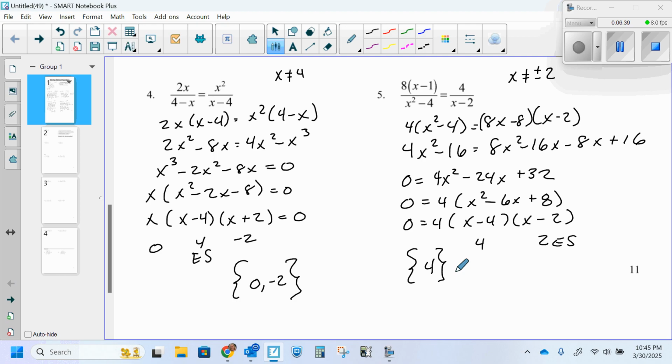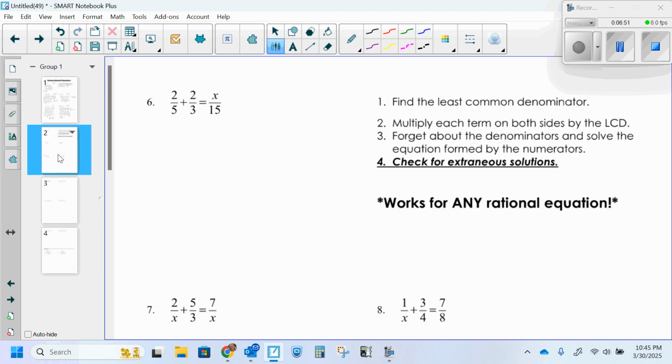All right, so that method of cross multiplying can only be done if you have simple fractions on either side of an equal sign. As soon as you start adding or subtracting and have multiple terms, multiple fractions, you're going to have to do a different method. So let's take a look at that. You're going to find the least common denominator first. Multiply each term on both sides by that least common denominator. Basically, your denominators are going to drop off. They disappear. I'll show you why that happens.